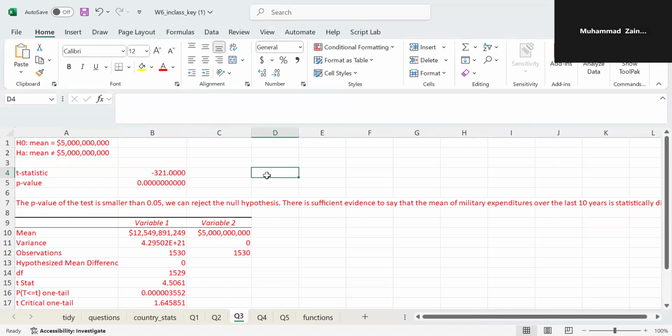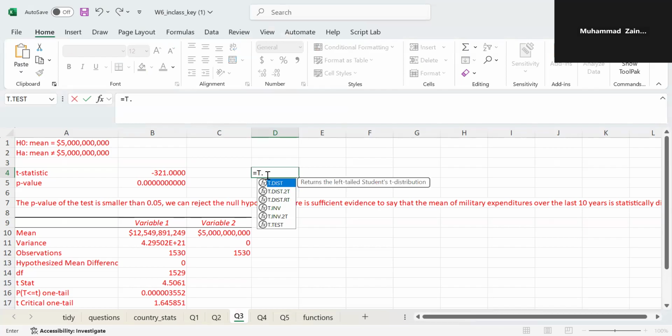That's why this is a two-tailed test, because it can be on either side of the mean. You're saying the mean is equal to 5 billion, so if it's higher or lower, the null hypothesis will be rejected. So that's why it's a two-tailed test. So you use the formula T.DIST.2T.